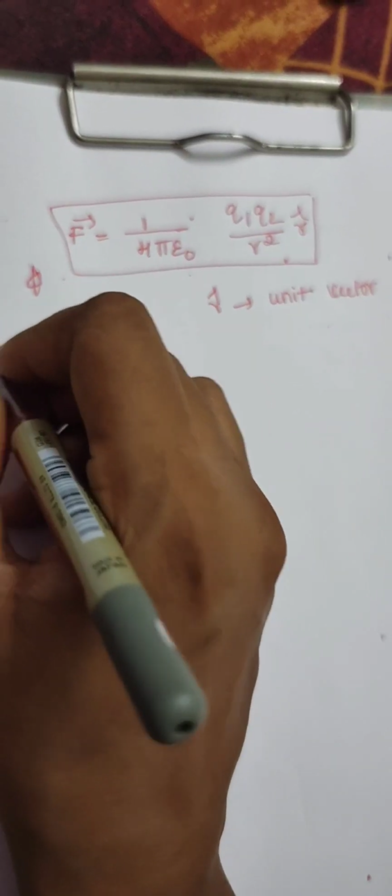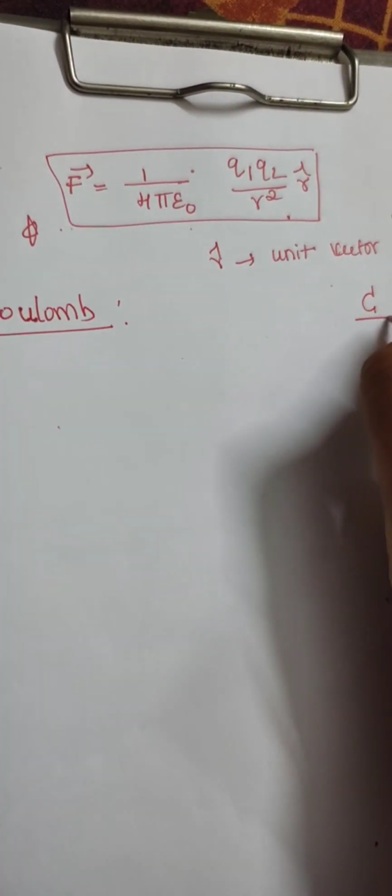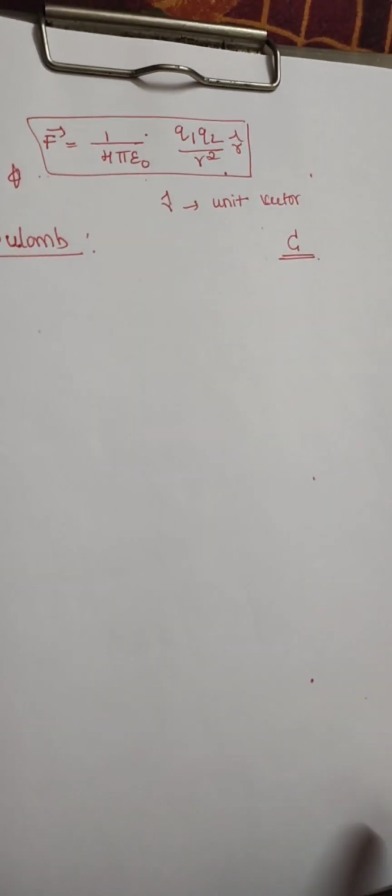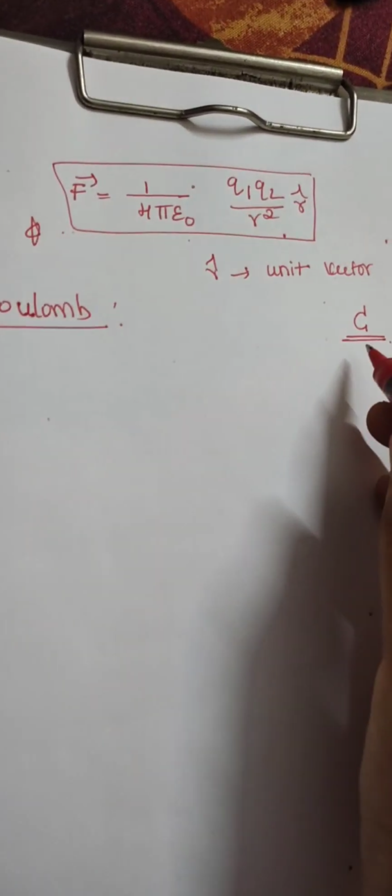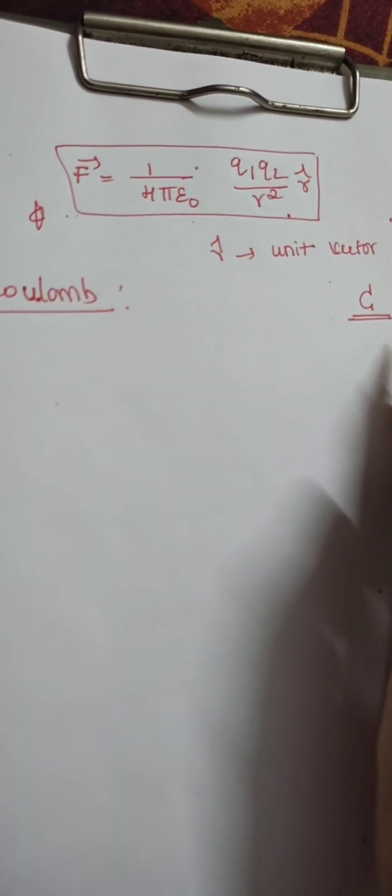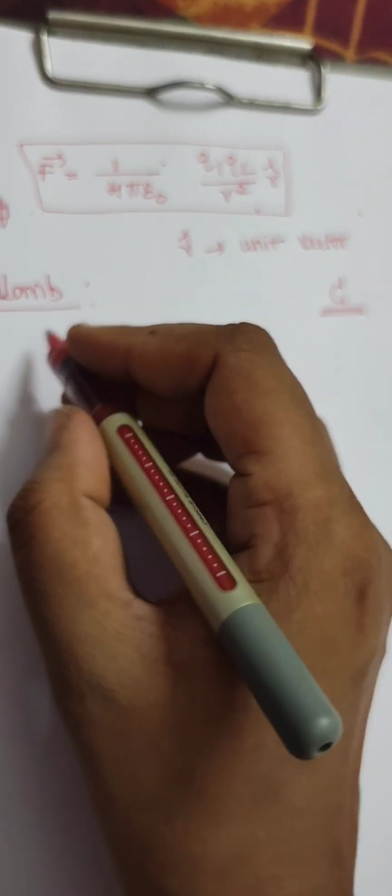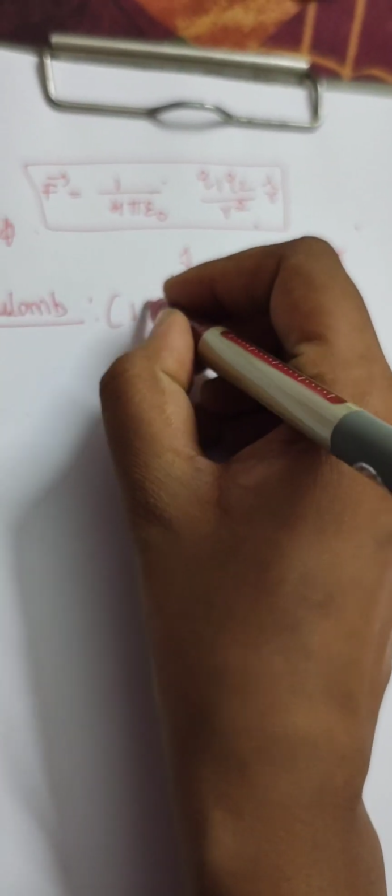We can define 1 Coulomb here. See, if they ask you to define the unit, the unit of electric charge is Coulomb itself, and the law name is also Coulomb. The SI unit of charge is Coulomb. We represent it by a capital C. Okay, how can we define 1 coulomb?